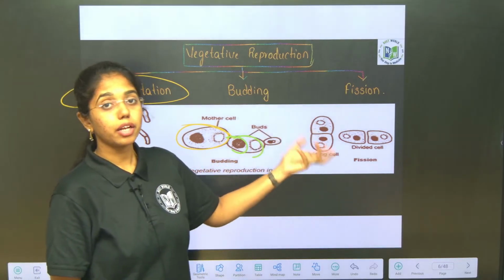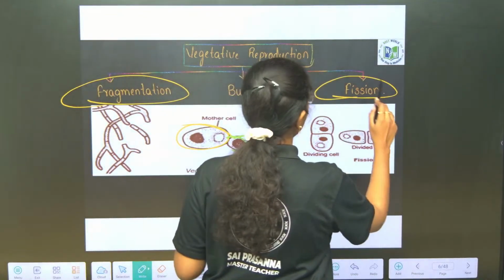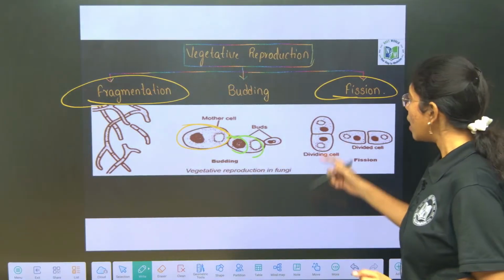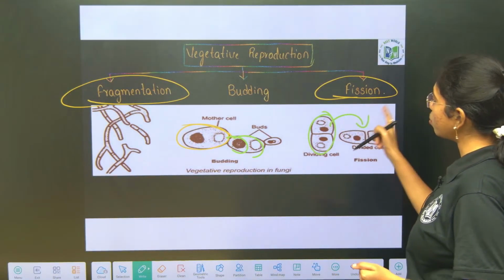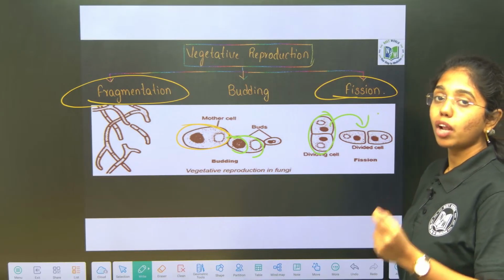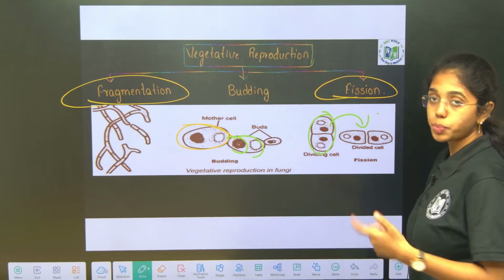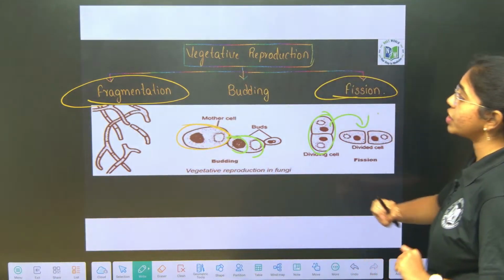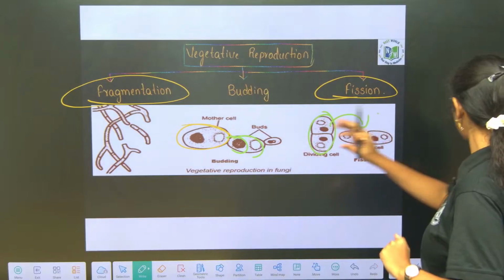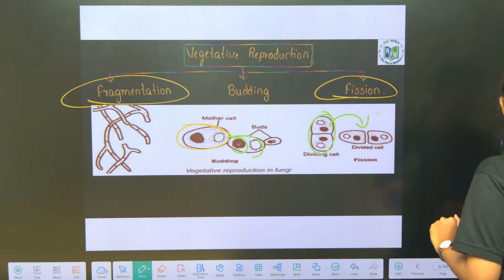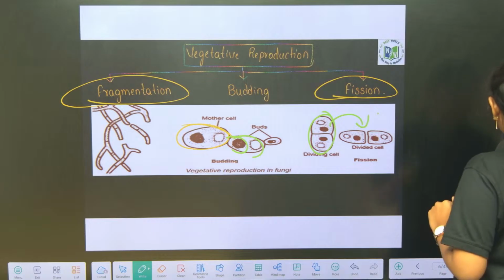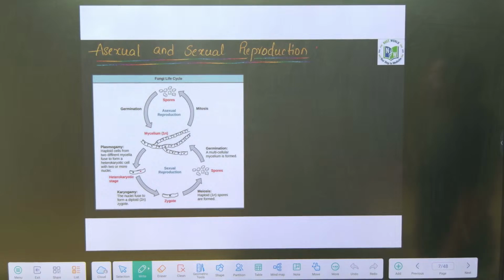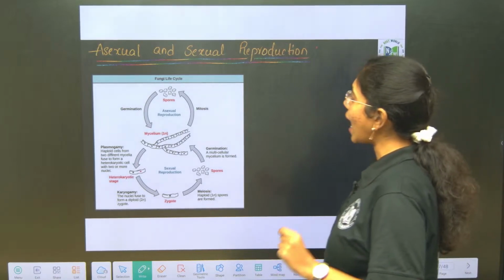Next is what? Binary fission. Binary fission takes place mostly in unicellular fungi, wherein a single cell divides into two by amitosis without the involvement of any spindle fiber apparatus. So, this is the basic description of vegetative reproduction in fungi: fragmentation, budding and fission. Okay, next, asexual and sexual reproduction.